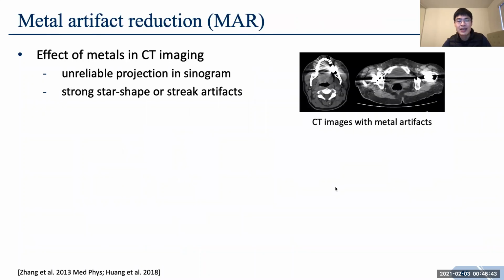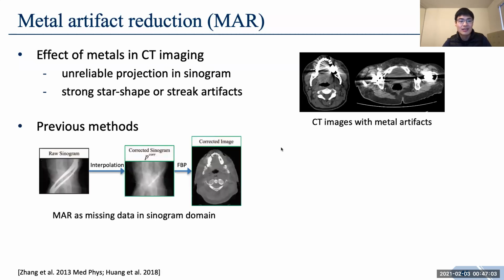And the specific application is metal artifact reduction, because patients often have metal implants. And these metals would lead to unreliable projections in the sinogram. So if we directly reconstruct the CT image from the sinogram, it would lead to very strong artifacts. The traditional method solves this problem using interpolation. They regard the unreliable projections as missing, and use the interpolation method to estimate the projection values so that they can get a corrected sinogram. And the final corrected image is FBP reconstructed from the corrected sinogram.